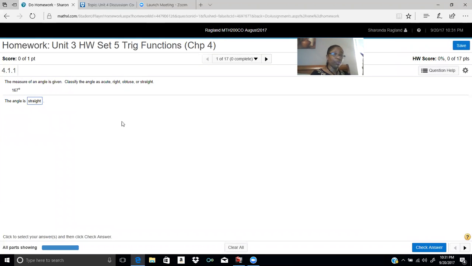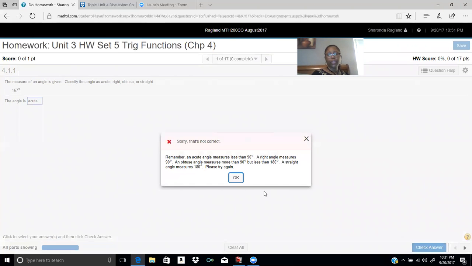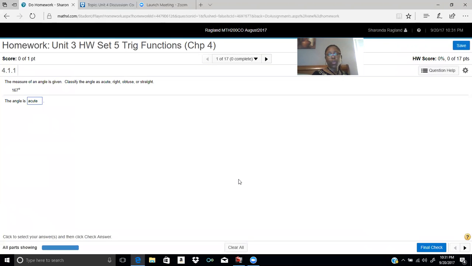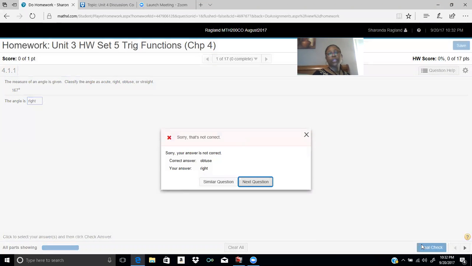So they're giving us another chance. They will give you several chances. I want to just get it completely wrong. So let's pick acute. And acute, we know it is less than 90 degrees, right? So that's wrong. They'll probably give us one more chance, okay? And so let's pick right. A right angle is a 90-degree angle. And so that is a final check. And so we completely miss this problem.